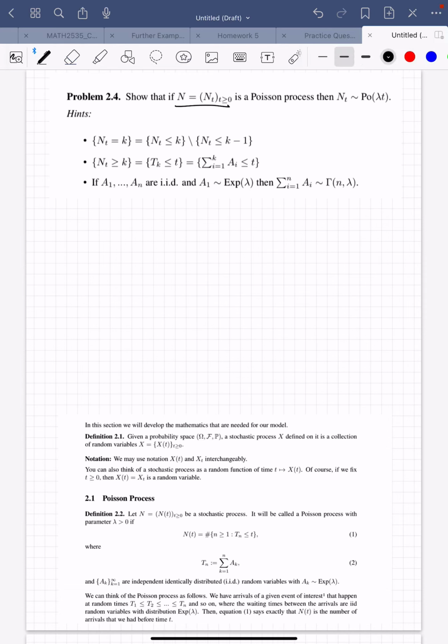We want to show that N follows a Poisson distribution with parameter lambda t if it is a Poisson process. So essentially what we're trying to show is that P(N_t = k) follows the probability density function of a Poisson distribution, but we're replacing our lambda and x with lambda t and k. So essentially it's going to look like this.